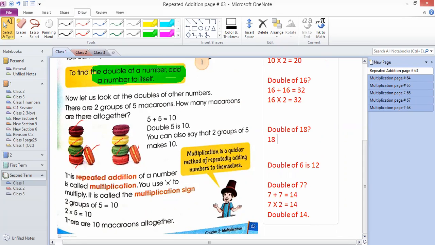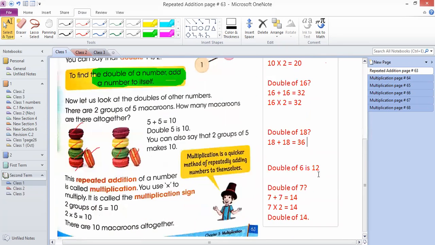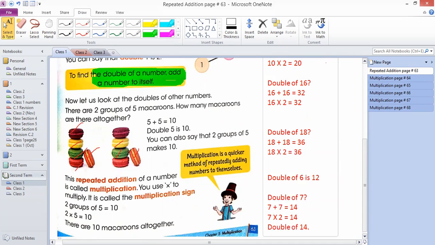18 plus 18 equal to 36. How do you know? Or 18 multiply 2 equal to 36. That's very good. Thank you, Faris. Welcome. Exactly, guys.